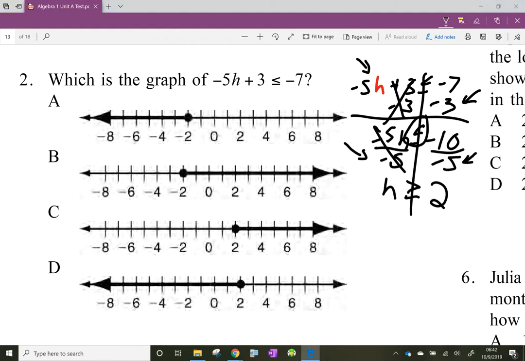So that's a very common thing for people to forget to do. If you ever divide by a negative number, you have to flip your sign over. So h is bigger than or equal to 2. So the gator mouth is saying that h is a bigger number than 2.